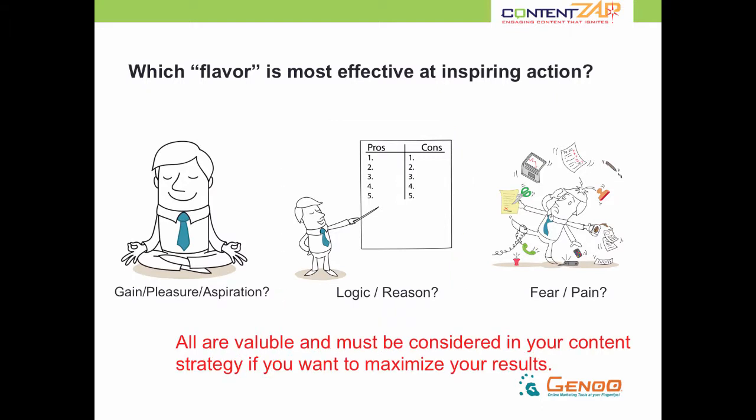So what you want is, that's why gain, aspiration, and pleasure, or fear and pain, are the two that elicit action, where logic and reason is what, well, we're very logical. We don't make any emotional decisions. Yes, you all make emotional decisions, but then you really quickly follow it up with all the logic.